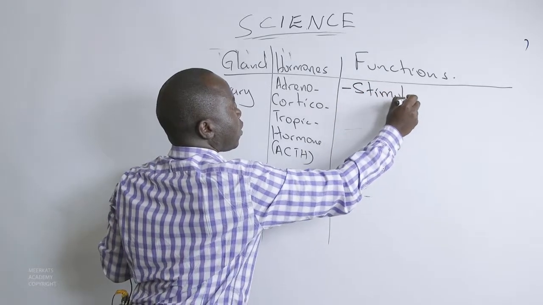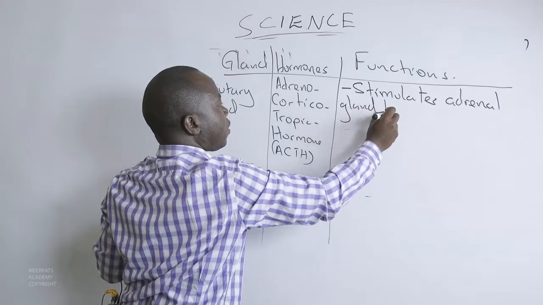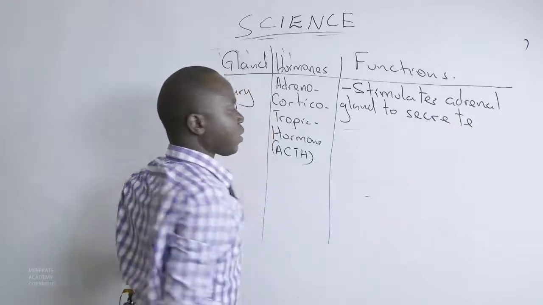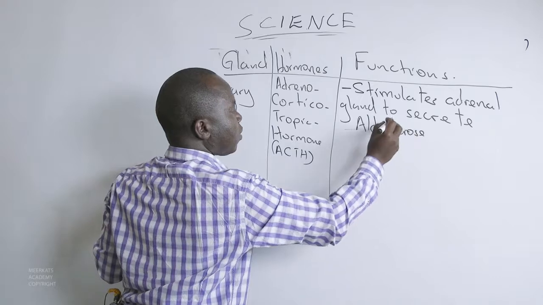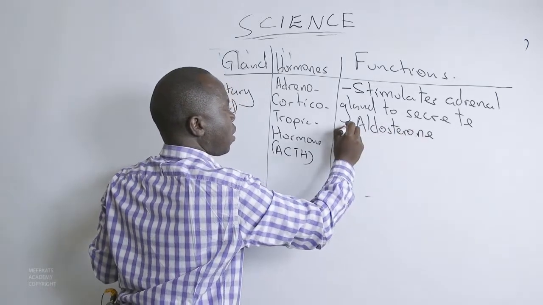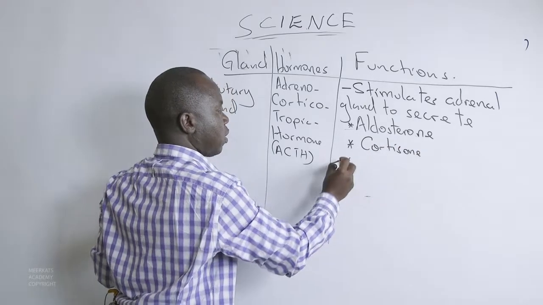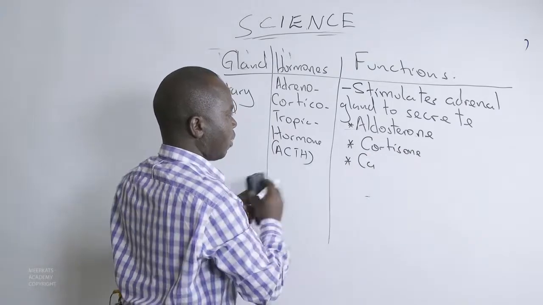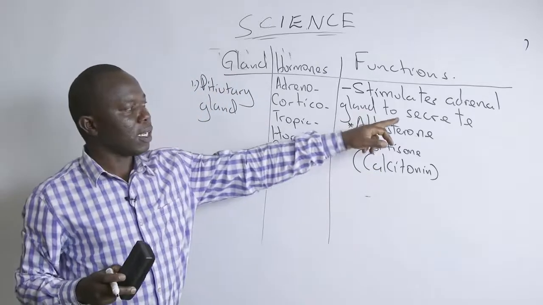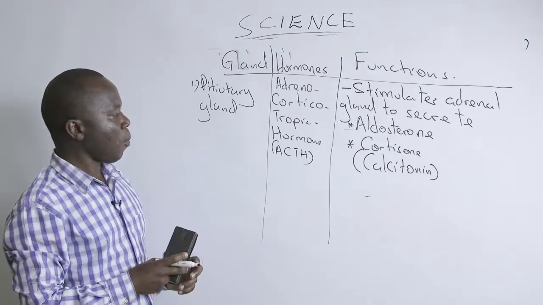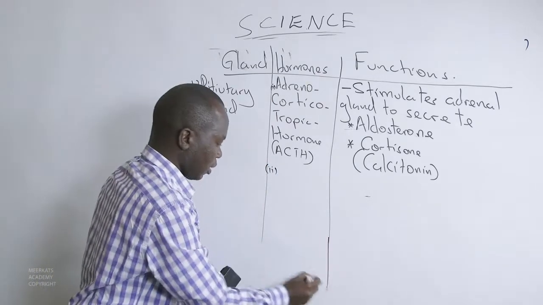Stimulates adrenal gland to secrete two hormones, aldosterone, and we have another hormone, cortisone, which is also called calcitonin. So it is going to stimulate the adrenal gland to secrete aldosterone and cortisone hormone. So this is just one hormone. There are several other hormones secreted by the pituitary gland.